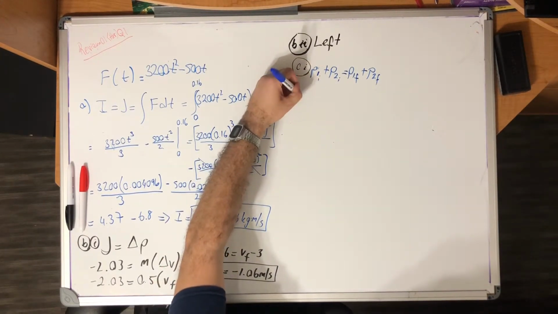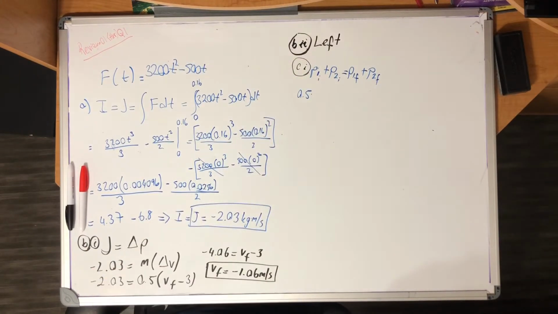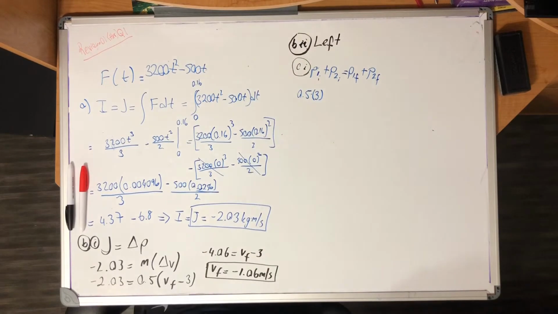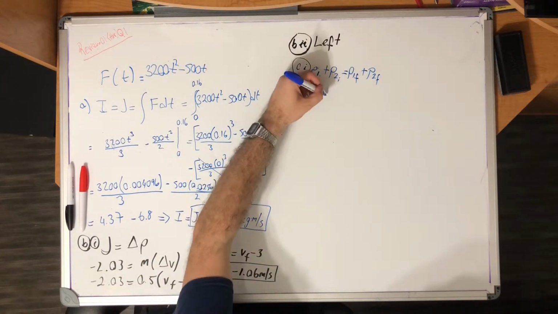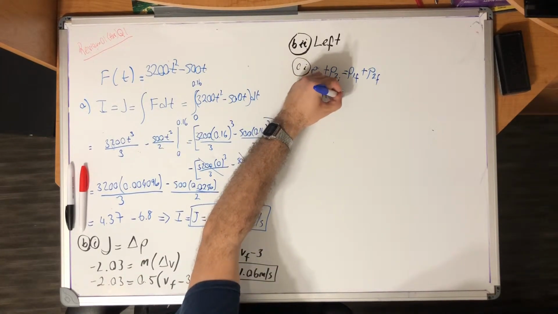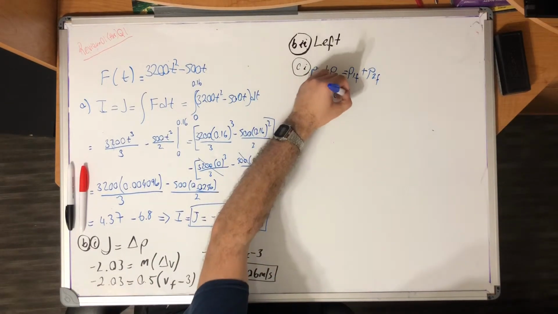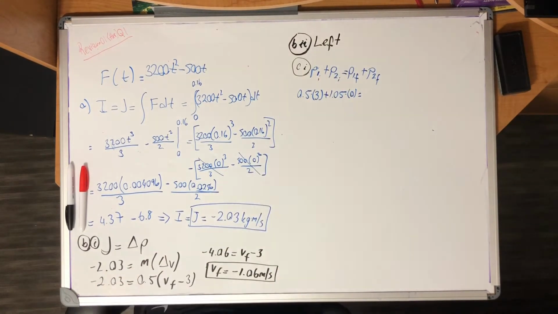Mass of the first object, which is 0.5, and velocity of this one, it's going to the right with 3 meters per second, plus 0.05, the mass of the second cart, but it is at rest at the beginning, so its velocity is 0.